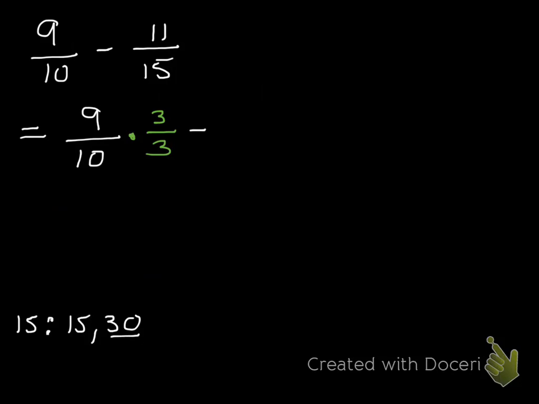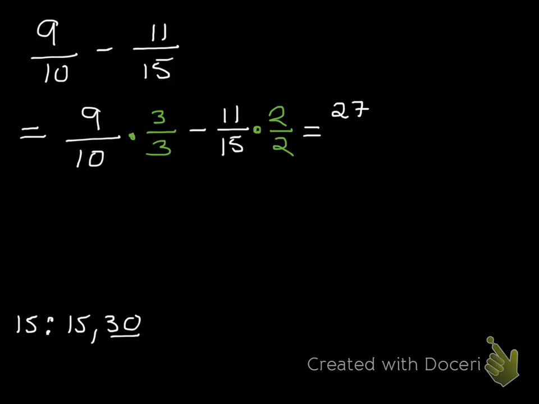So we're going to multiply 9 over 10 by 3 over 3. Notice that 3 over 3 is a quote-unquote flavor of 1, so that does not change it. It's still 9/10, it just looks different. Now 11/15: to make the 15 look like a 30, we need to double it, or multiply it by 2. Okay, and multiplying fractions, it's nice, straight across, straight across.